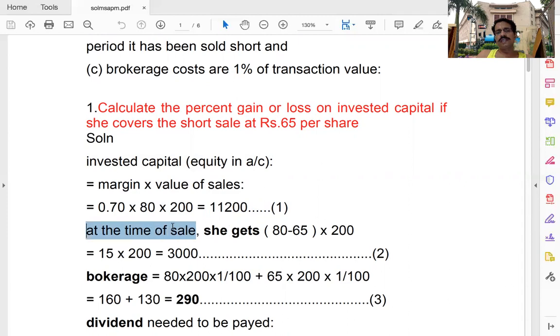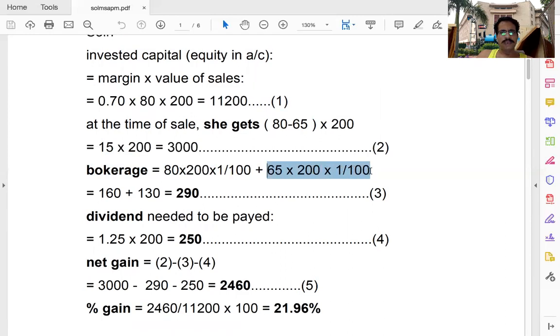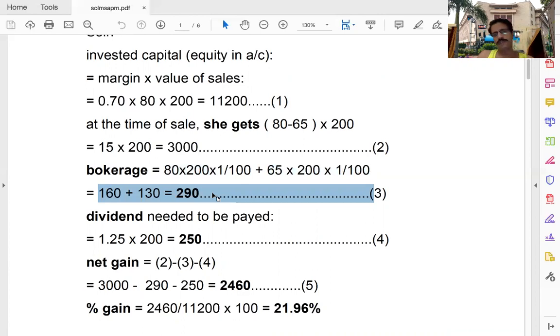And when you are selling this stock at rupees 65, so how much you gain? 80 minus 65. There is a quantity of 200, so that becomes 15 times 200. That is 3,000 is your gross gain out of this deal. Now, how much brokerage you have to pay? There are two transactions. First, you are short selling, then you are covering. So both of them 1% of the total sale value, and that becomes 290 rupees. 160 plus 130, 290 rupees.